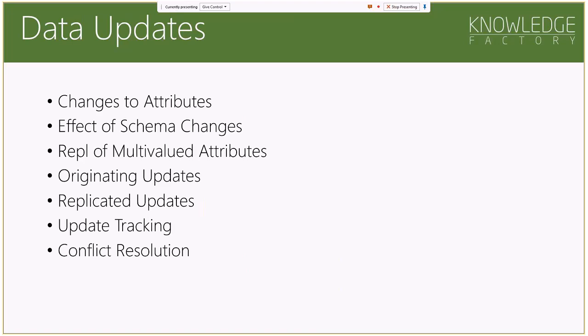The individual values of multi-valued attributes are replicated separately if the forest functional level is Windows 2003 interim or Windows Server 2003 and above, and the attribute is linked, of course. You have to note, and this is important, that linked attributes have the following characteristics. The attribute is multi-valued. The attribute has the DN syntax. The attribute is marked as linked in the schema.